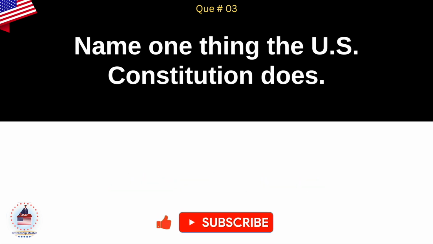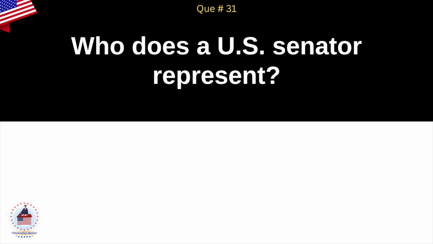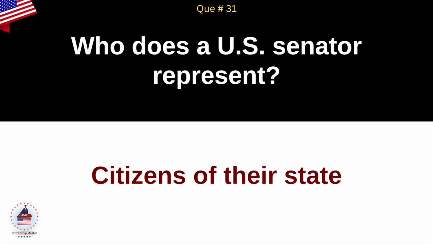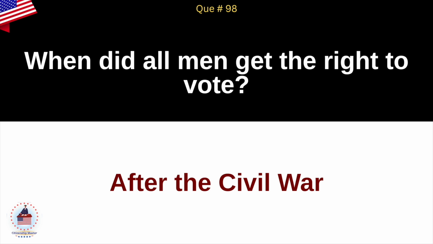Name one thing the U.S. Constitution does. Forms the government. Who does a U.S. Senator represent? Citizens of their state. When did all men get the right to vote? After the Civil War.